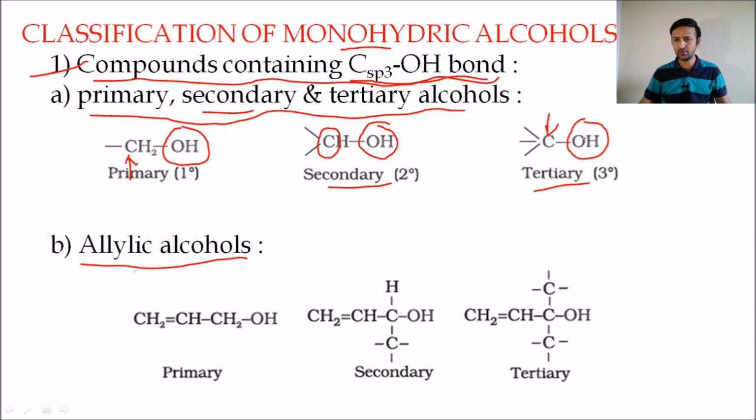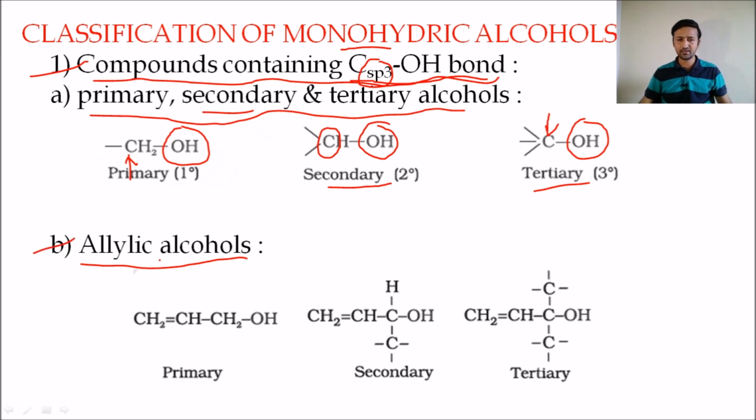That is said to be a tertiary carbon, and the alcohol with OH attached to that carbon is said to be tertiary alcohol. This is the first one, and you can see in all the cases OH is attached to sp3 hybridized carbon atom only. Okay, let us take the second in this now. We got allylic alcohols.